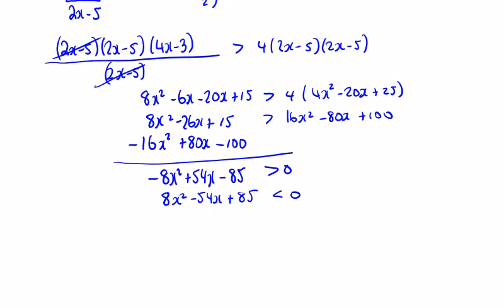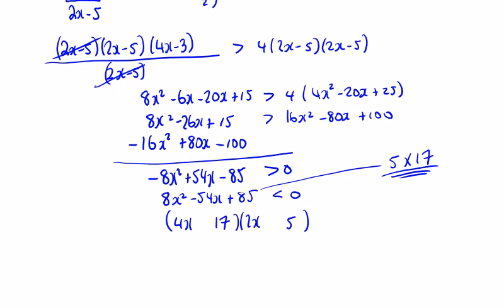So to factorize this, I'm going to start with 4x times 2x. The factors of 85 are 5 by 17. And these are both primes, so it can't be simplified any further. So there has to be a 5 and a 17. And if we put our 17 here, we're going to get 34. And our 5 here, we're going to get 20, which will give me minus 54x. So my solutions are x equal to 17 over 4 and 5 over 2.